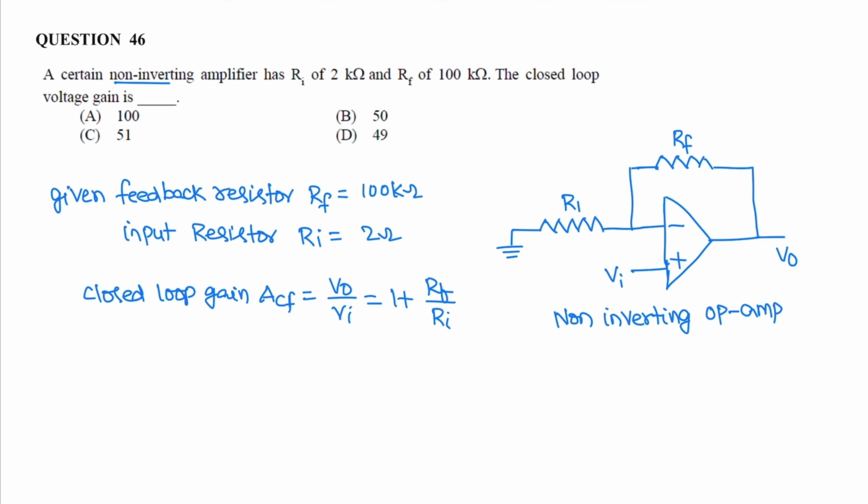So closed loop voltage gain is given as 1 plus Rf by R1, 1 plus feedback resistance 100 by R1, 2. So its value is 51. Correct option is C. So this is a non-inverting operational amplifier with input Vi given to the positive terminal, or non-inverting terminal. Output is V0 and feedback is given to the inverting input terminal.